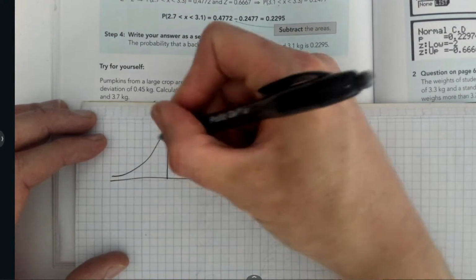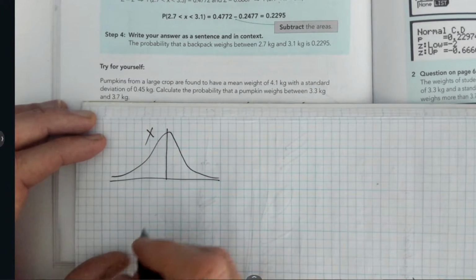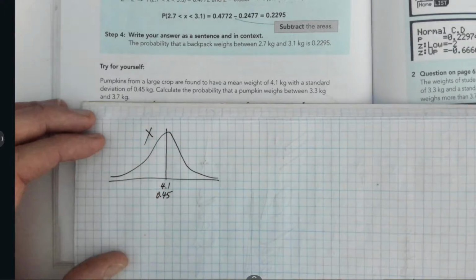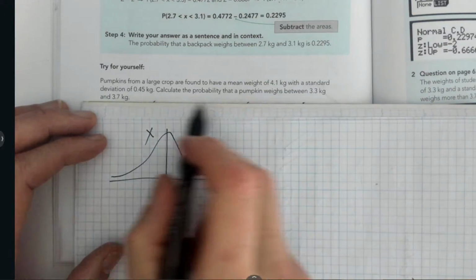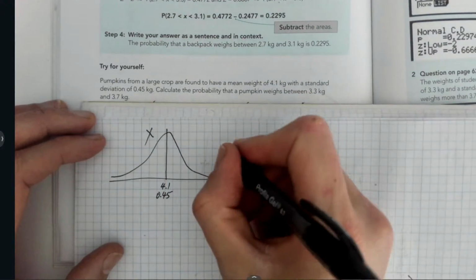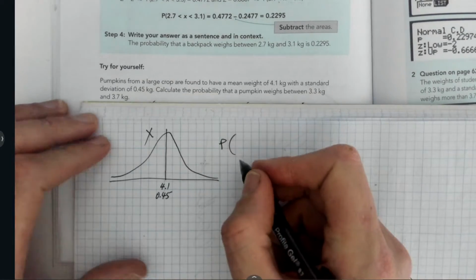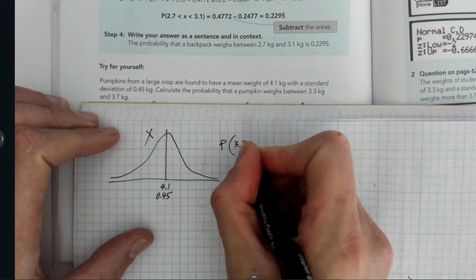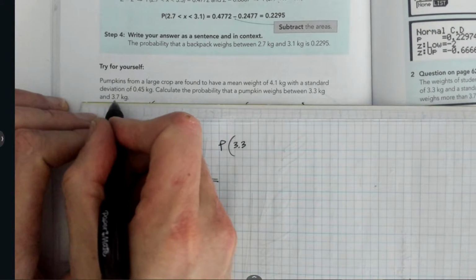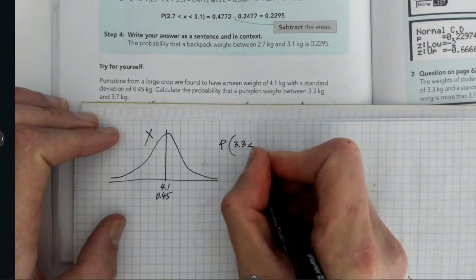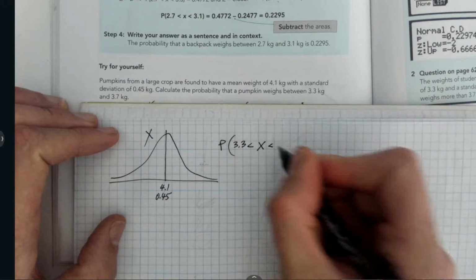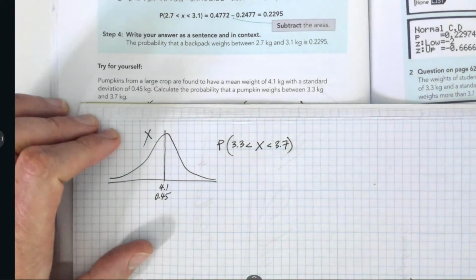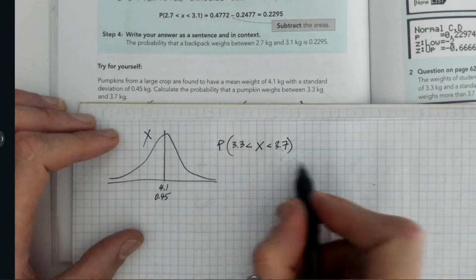So we've got these pumpkins, we're going to call them X, the random variable, mean 4.1, standard deviation 0.45. Calculate the probability that a pumpkin weighs between 3.3, the lower bound, and an upper bound of 3.7. So the random variable X is between 3.3 and 3.7. Okay, so this is what we're looking for.